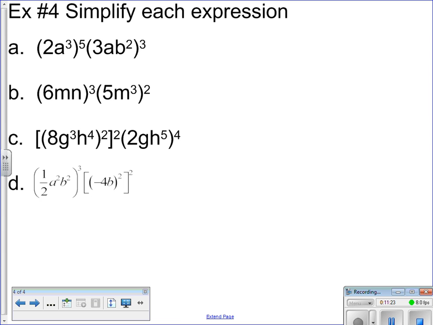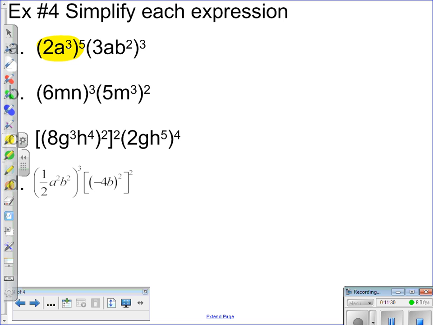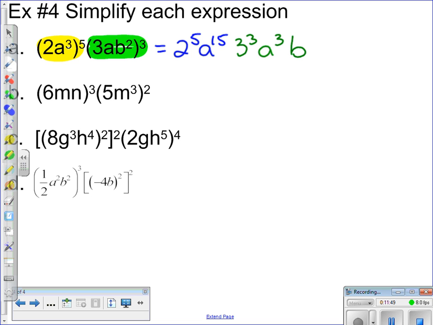Okay, let's take a look at the first one. So let's break this in 2 parts. Here's the first part. That's going to be 2 to the 5th, a to the 15. Now the second part. 3 cubed, a to the 3rd, b to the 6th. Remember, times the exponents. And if it doesn't have an exponent, make it the exponent on the outside now.